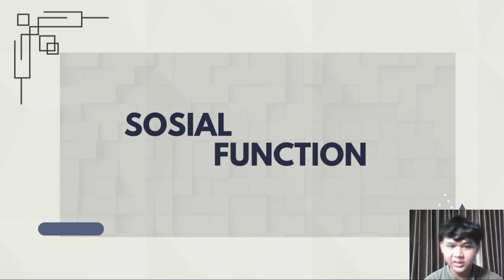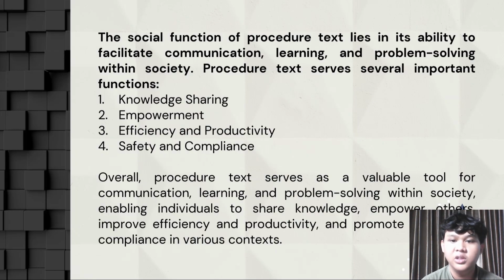And the next, social function. The social function of procedure text lies in the ability to facilitate communication, learning, and problem solving within society. Procedure text serves several important functions. 1. Knowledge sharing. 2. Empowerment. 3. Efficiency and productivity. And 4. Safety and compliance. Overall, procedure texts serve as a valuable tool for communication, learning, and problem solving within society.